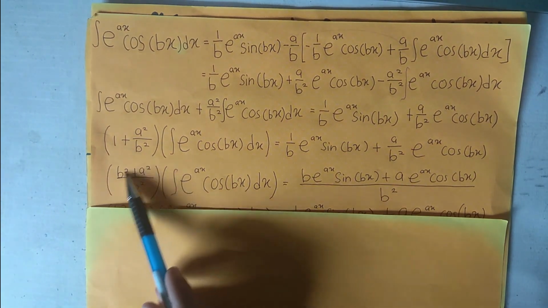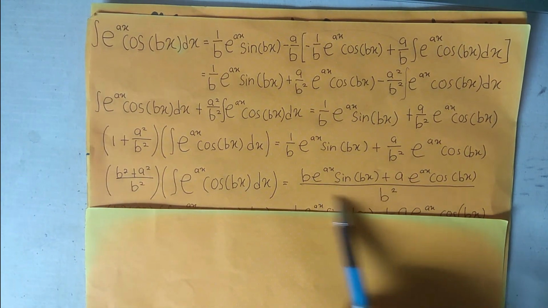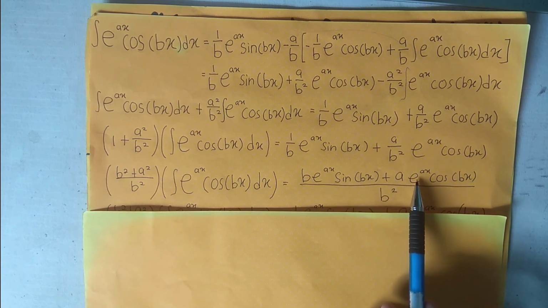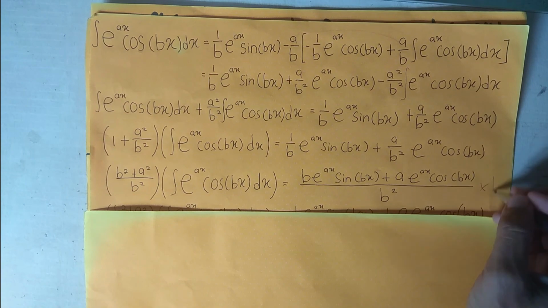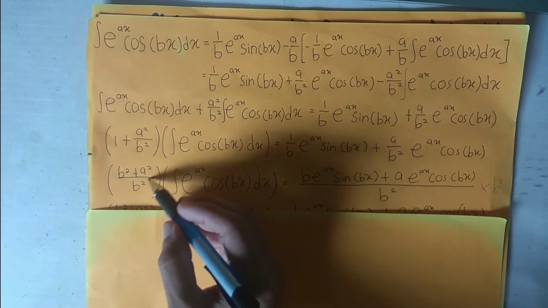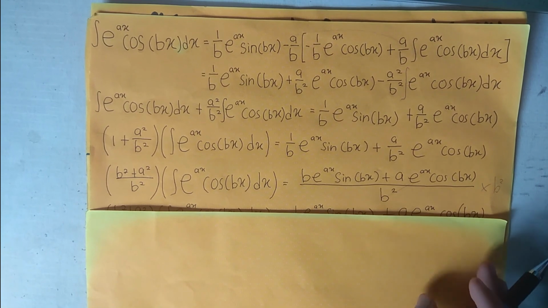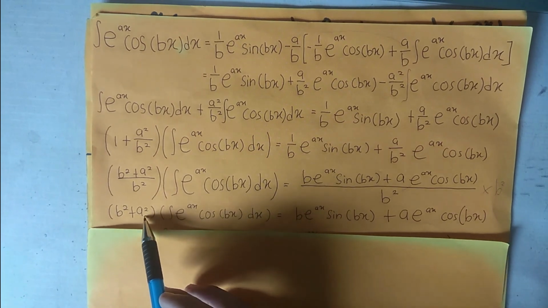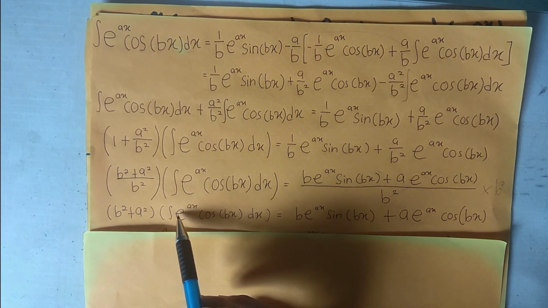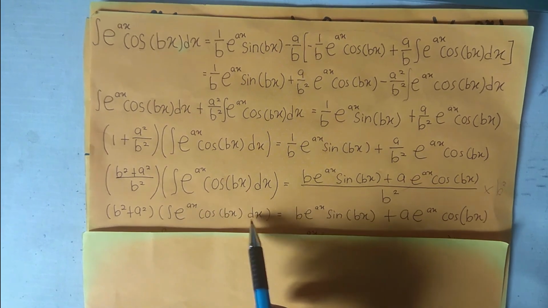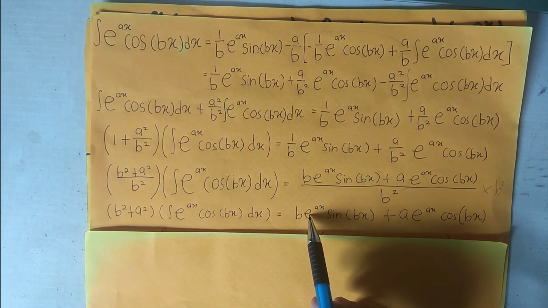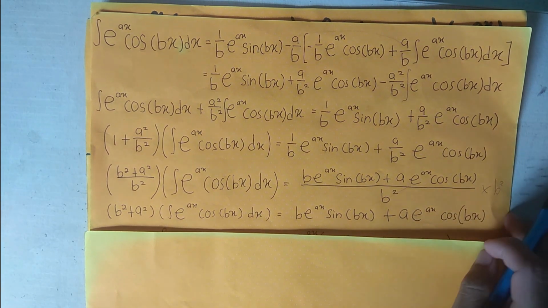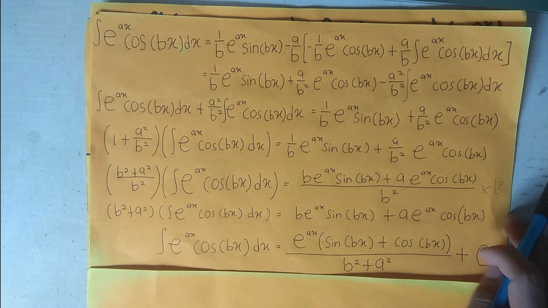We also simplify again. We make the denominators the same, and we can multiply by b square here, and we can cancel out on the left hand side and right hand side, and we get this: b square plus a square times the integral of exponential power of ax cos bx dx equal to b times exponential power of ax sin bx plus a times exponential power of ax cos bx.